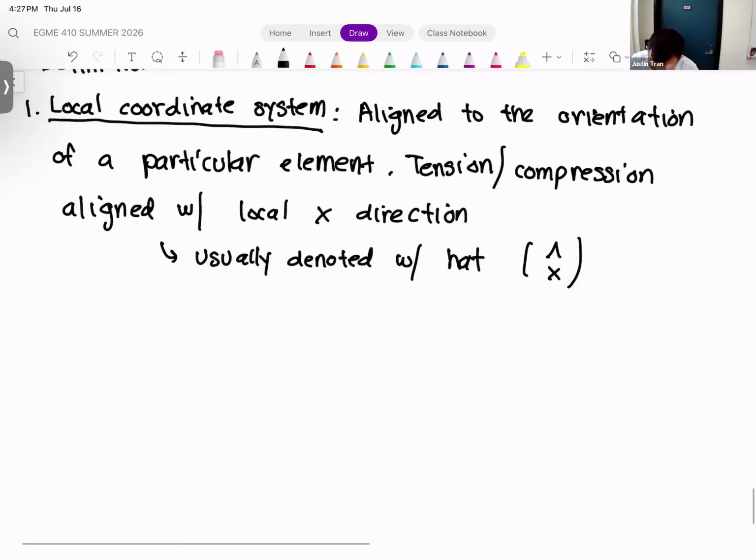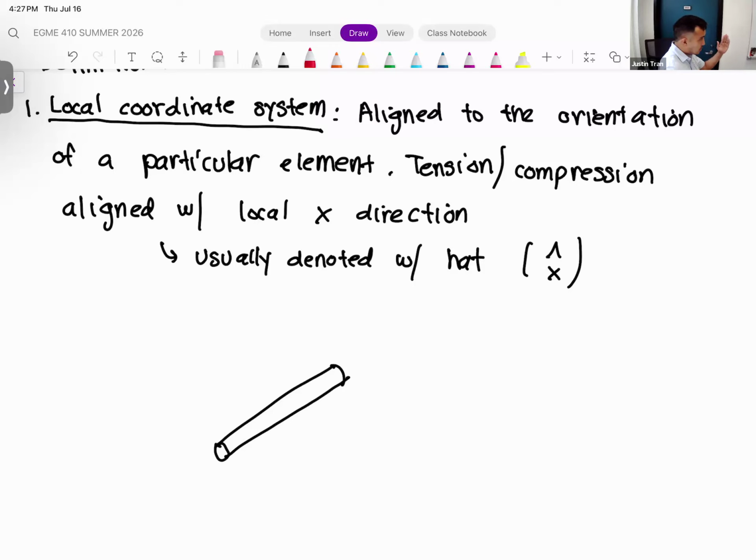Okay, so just to illustrate, let's say that we have a truss bar that's oriented up at an angle just like that. For the local coordinate system, we're going to basically rotate the coordinate system so that it's aligned with the element itself. So that means the local x direction is going to go down the length of the truss bar, just like that. And we're also going to have a local y direction as well.